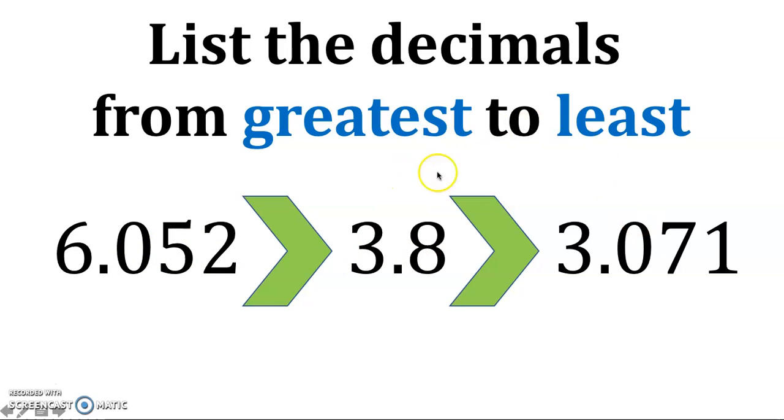But moving over here, when we compare these 2 decimals, 3 and 71 thousandths is less than 3 and 8 tenths. Hungry alligator wants to eat 3 and 8 tenths over 3 and 71 thousandths. Now, if we were to read this in reverse, we would say 3 and 71 thousandths is less than 3 and 8 tenths. 3 and 8 tenths is less than 6 and 52 thousandths.